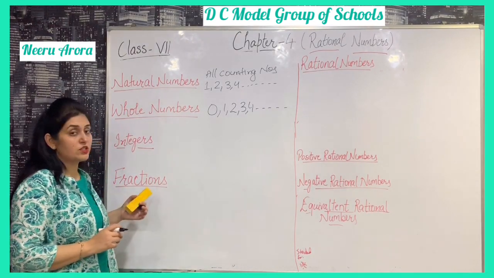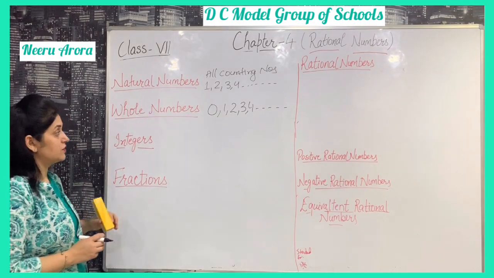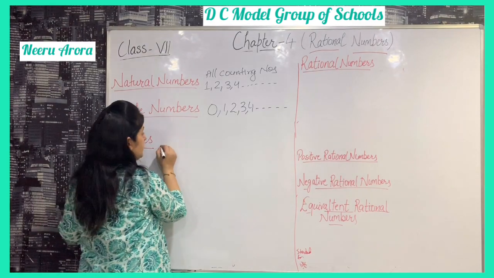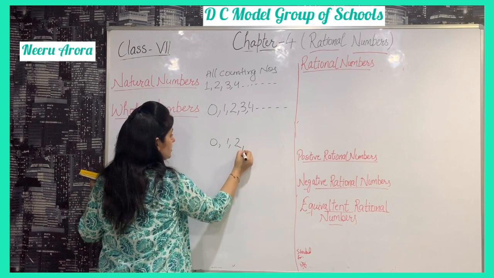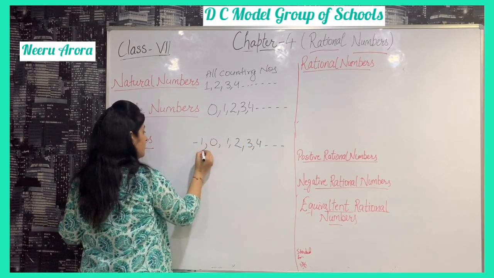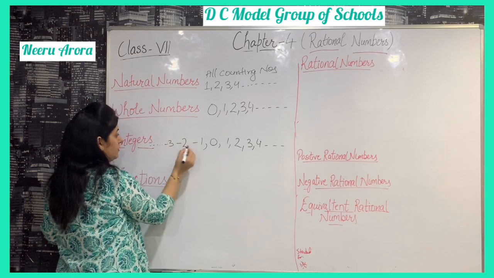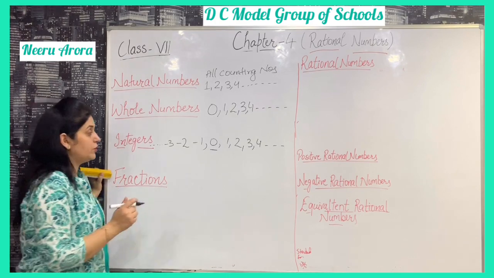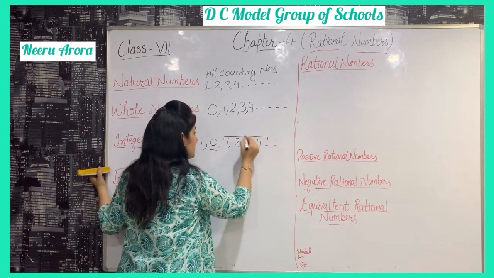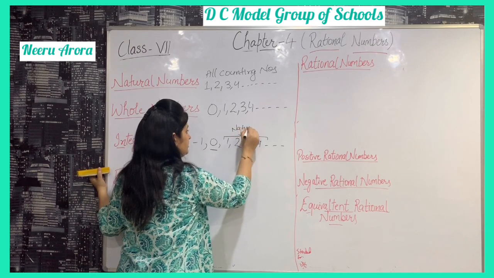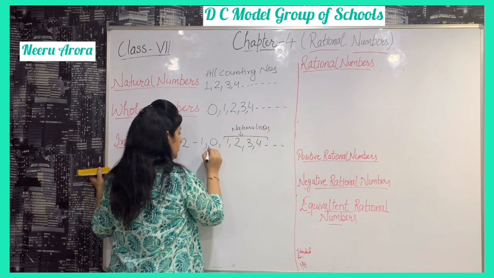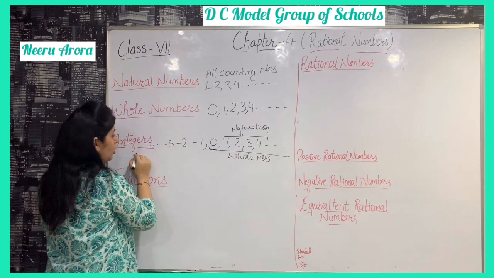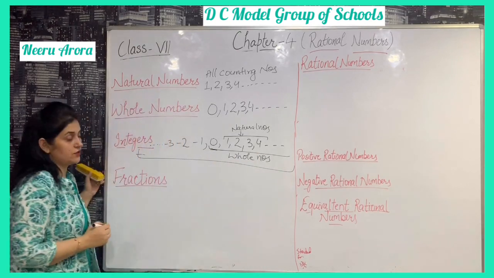Now integers. This was our first chapter of class 7. All positive and negative numbers including 0 are known as integers. Now you can see in integers, this much is natural numbers. From this to this, these are whole numbers, and all are integers.